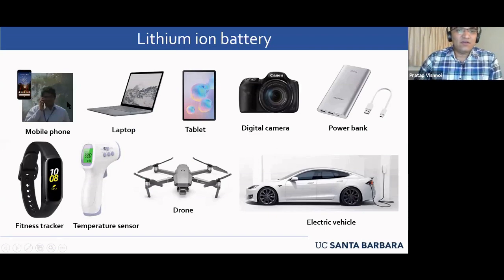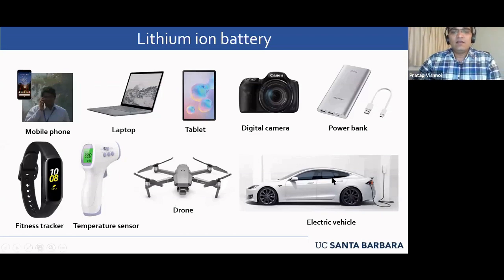So coming to the lithium-ion battery, I think we don't have to introduce anything about lithium. The lithium-ion battery is what makes these things run. You have a mobile phone, your laptop, tablet, digital camera, power bank. This is of course not a device, but we need it when we plan a long trip. You have a fitness tracker, you have a temperature sensor, which is used quite a bit these days to screen COVID-19 patients at airports and other public places. Drones are used in surveillance and other applications, where you have a camera fitted and it flies in the sky. It can take care of some area and send images to you.